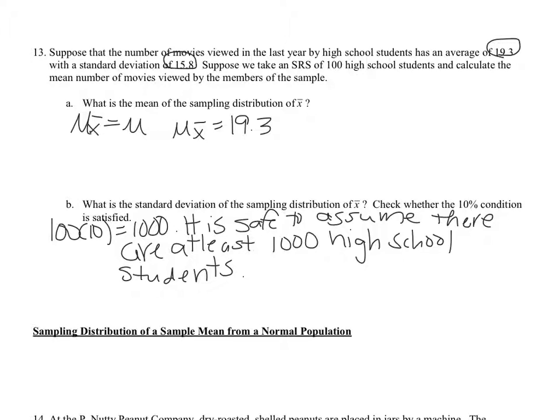Alright, so then we find the standard deviation. So sigma sub x bar is equal to sigma divided by the square root of 100. So that is 15.8 divided by the square root of 100, which is equal to 1.58.